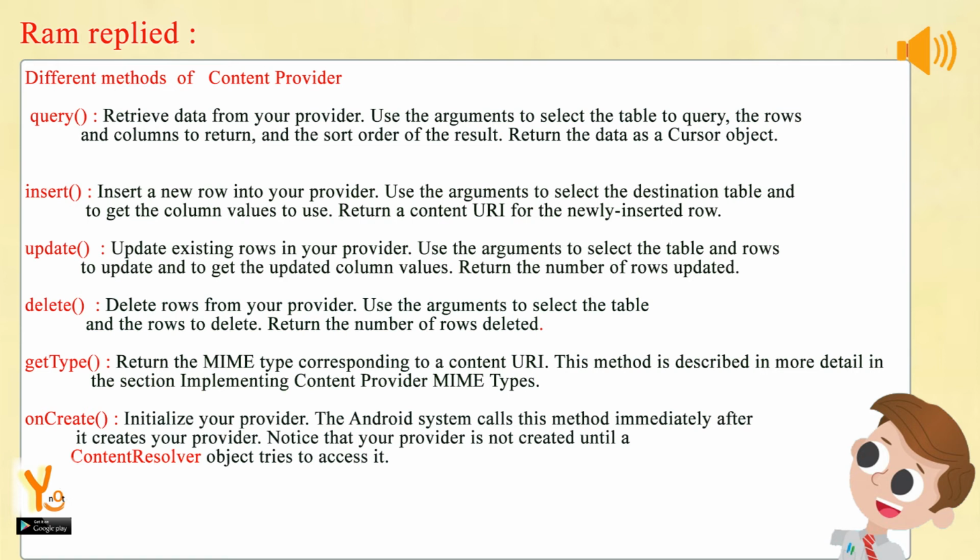Insert. Insert a new row into your provider. Use the arguments to select the destination table and to get the column values to use. Return a content URI for the newly inserted row.